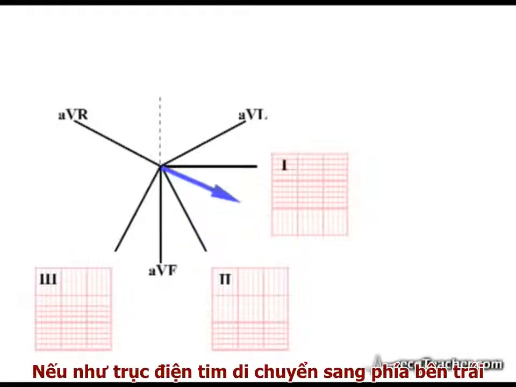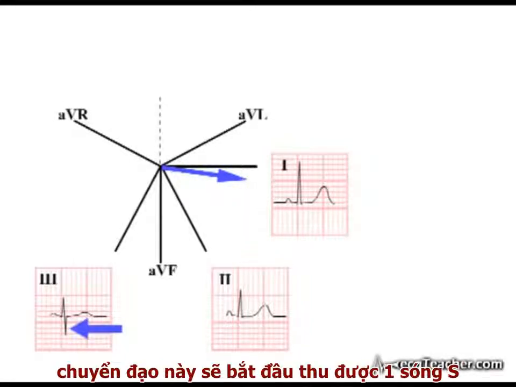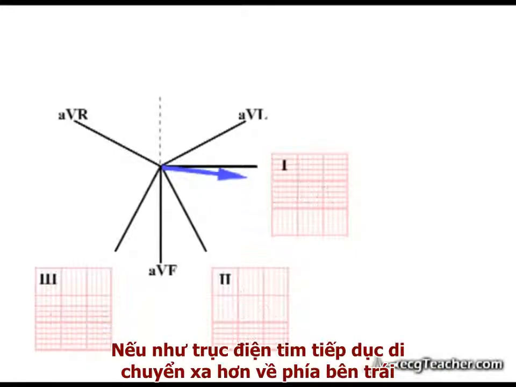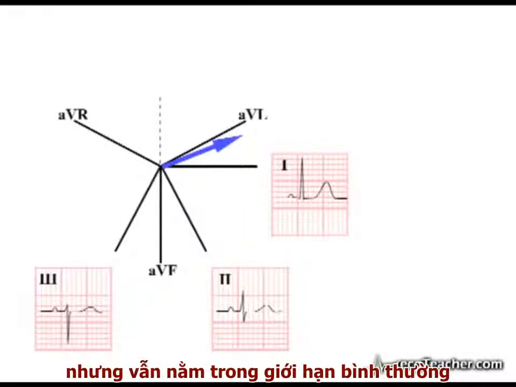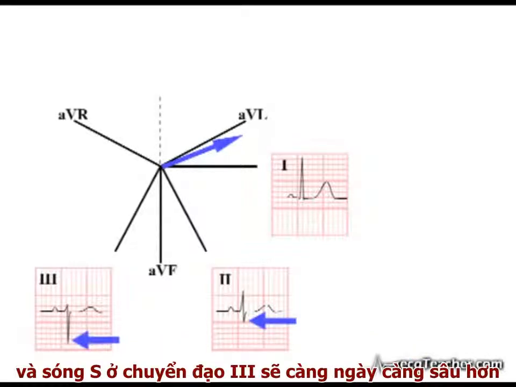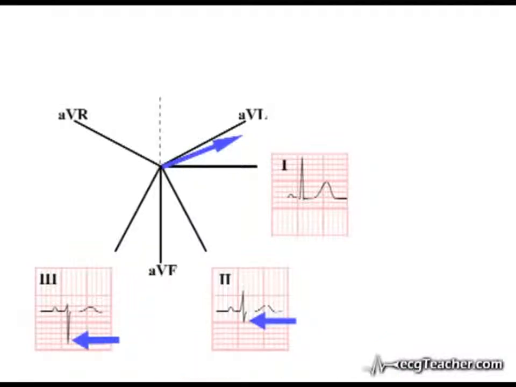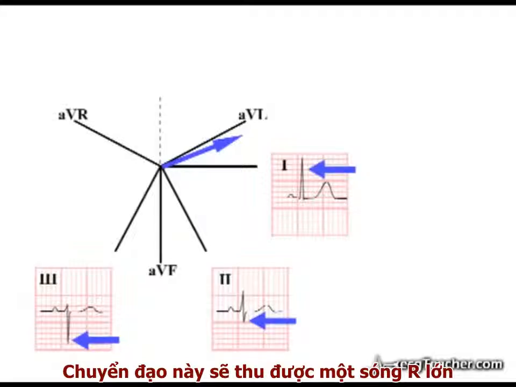As the axis moves towards the left, towards and then beyond 90 degrees off lead 3, this lead will begin to develop an S-wave. As the axis continues to move further towards the left, but still within the normal range, even lead 2 will eventually start to develop a significant S-wave, and the S-wave in lead 3 will become progressively deeper. In contrast, as the axis is moving closer to the direction of lead 1, this lead retains a strong R wave.